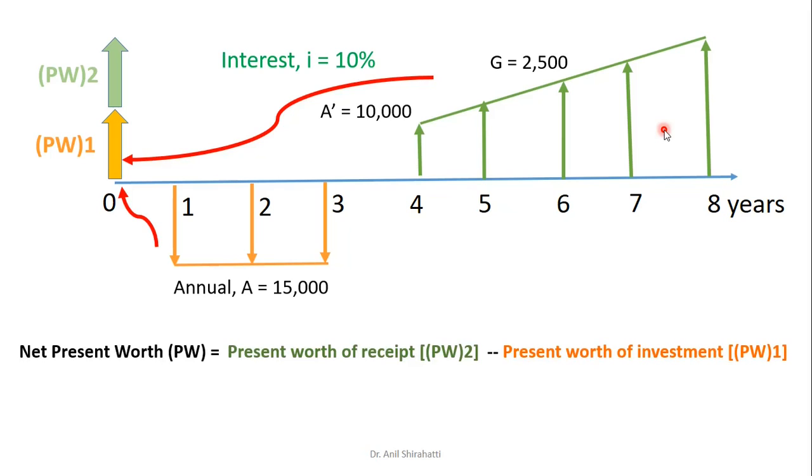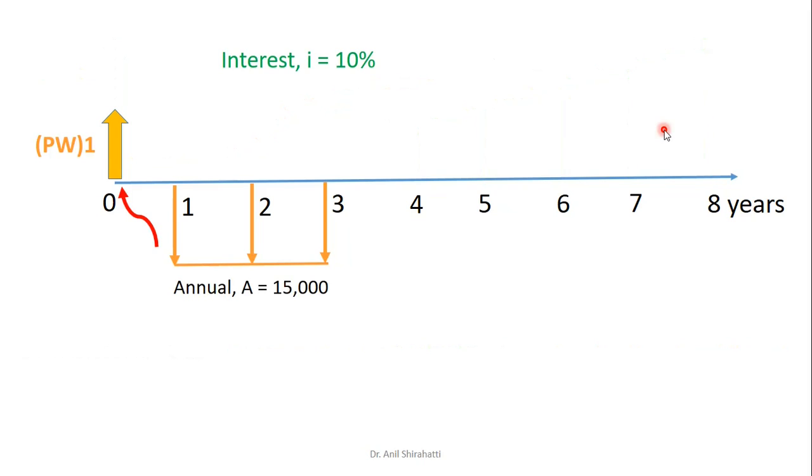So what will be the net present worth? Nothing but the present worth of the receipts, that is the income, minus the expenditure. Okay, now this can be written in a single way, but I want to solve this one individually to show you the complications in these problems. Okay, so let's start with the first one. It is a very easy one. Okay, simple. For the first 3 years I am having an investment of 15,000.